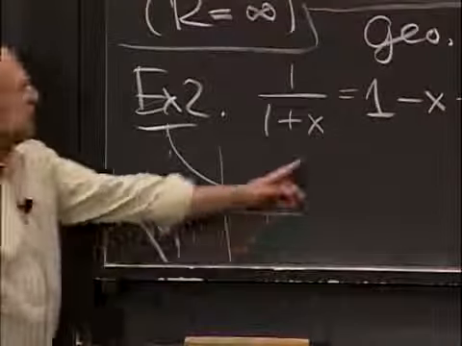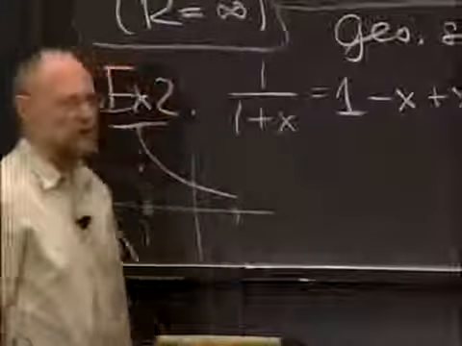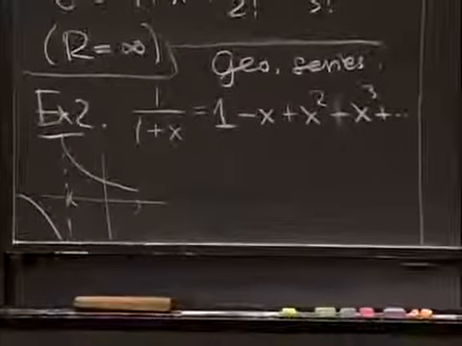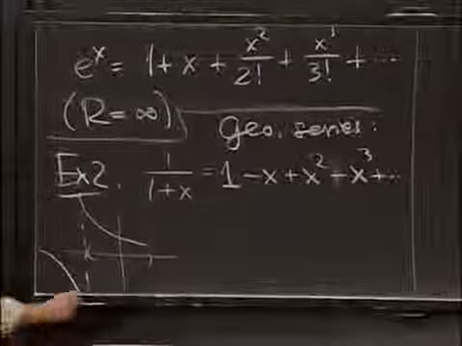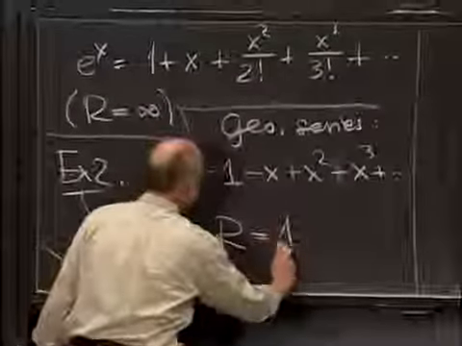a big problem. In fact, you see when you put in x equals minus 1, you keep getting 1 on every term, and it gets bigger and bigger and does not converge. In this example, the radius of convergence is 1.